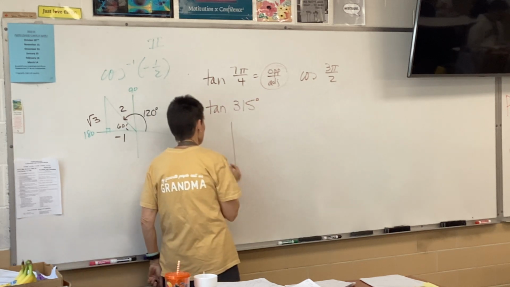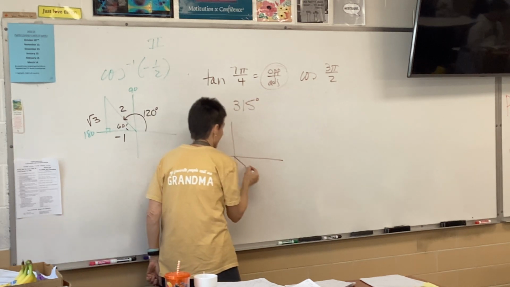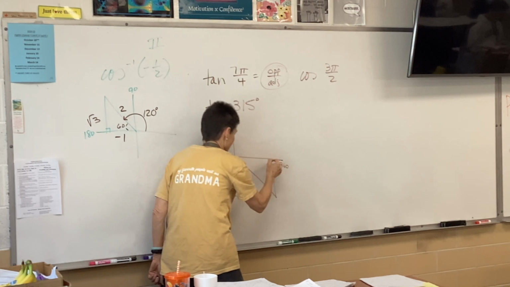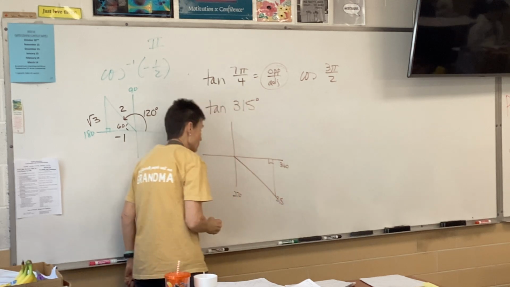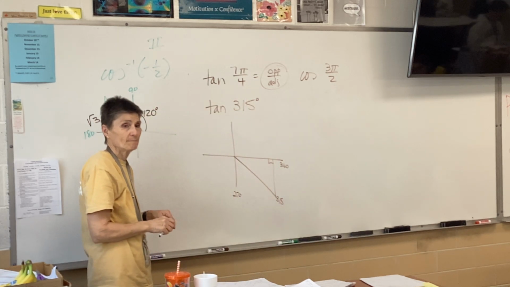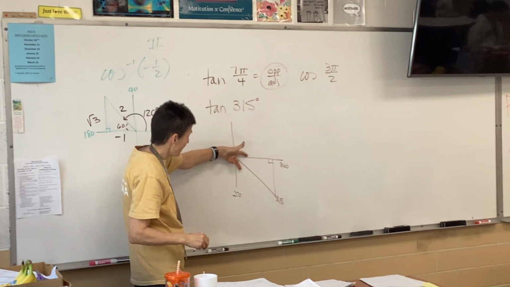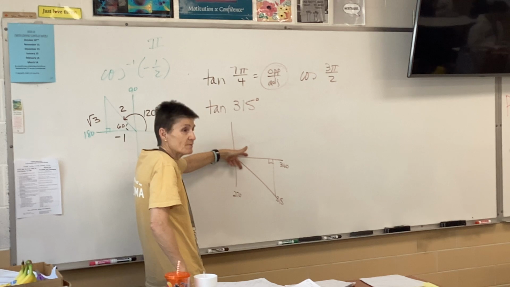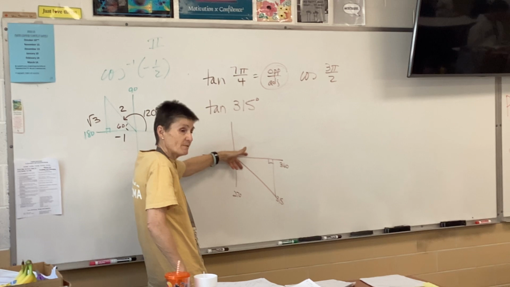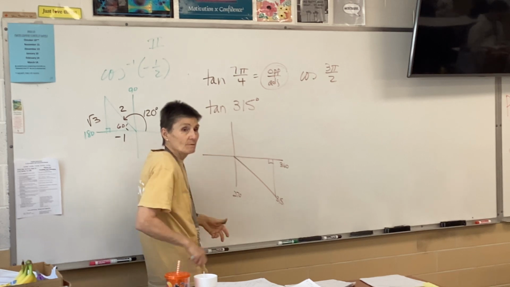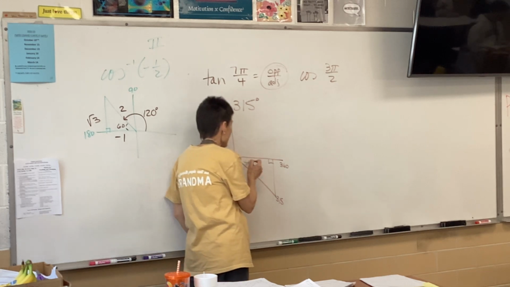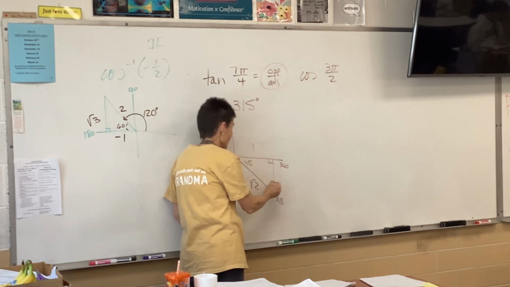So I'll draw 315. Would you agree it's down here, between 270 and 360? Yeah. So here come my fingers making an angle again. This finger's at 315. This one's at 360. How much is between 315 and 360? 45. Which means the sides of my triangle are 1, 1, root 2.